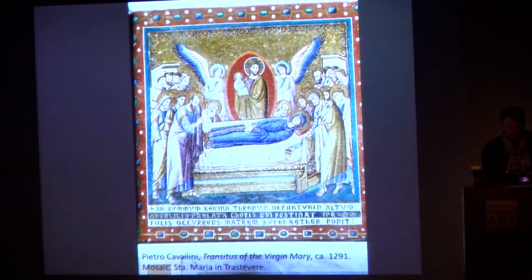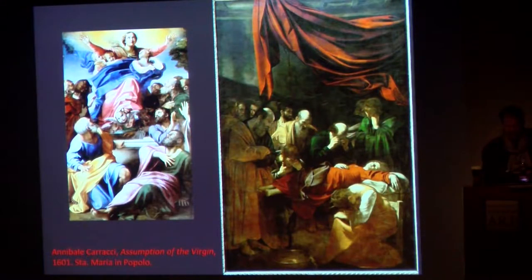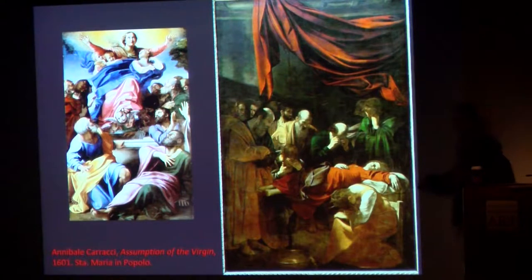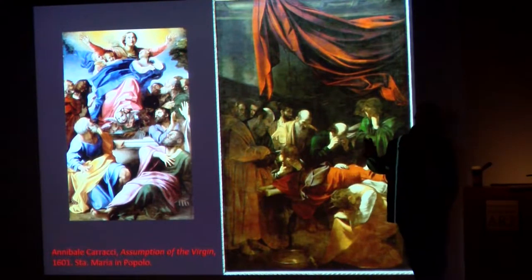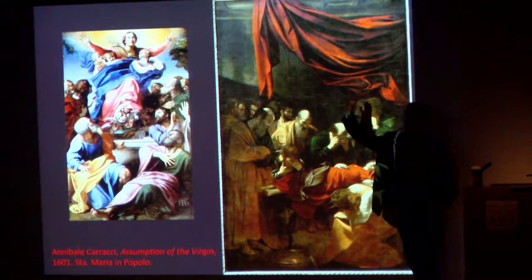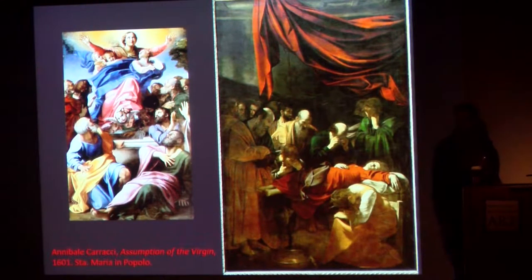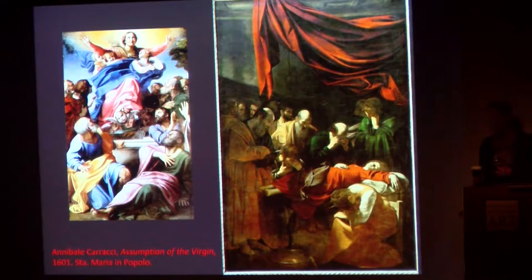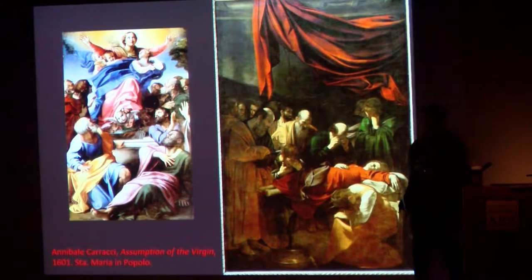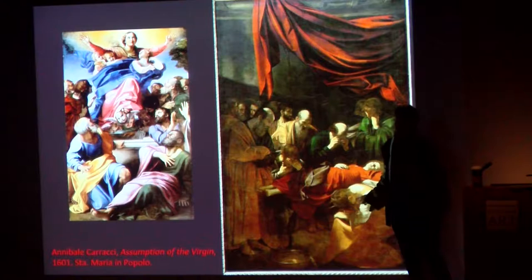We can say, oh, bad boy, bad boy, this painting is a failure. But it's not a failure. It's taken down because the people who moved into the real estate of Santa Maria della Scala didn't want the picture. And guess what?